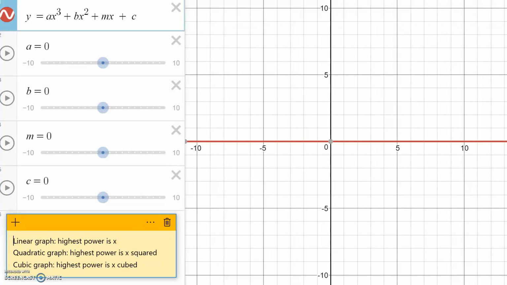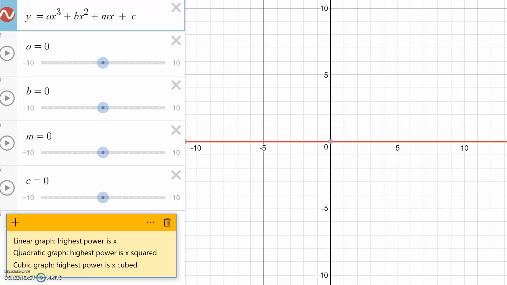Hi everyone, today we're going to have a look at some graph shapes that you need to recognise, especially if you're doing higher tier. Okay, so if you look at my little yellow box, we're going to cover what a linear graph looks like. And it says in my little yellow box that in a linear graph the highest power in the equation is x.